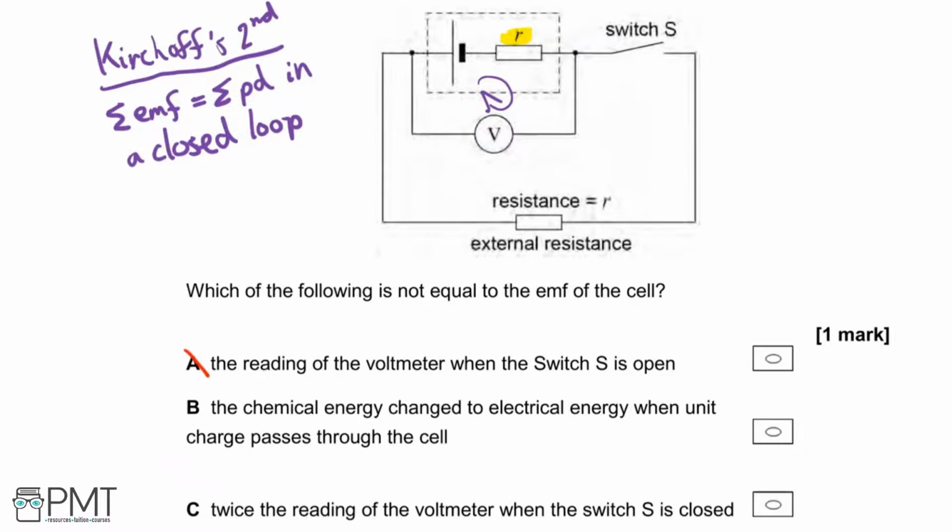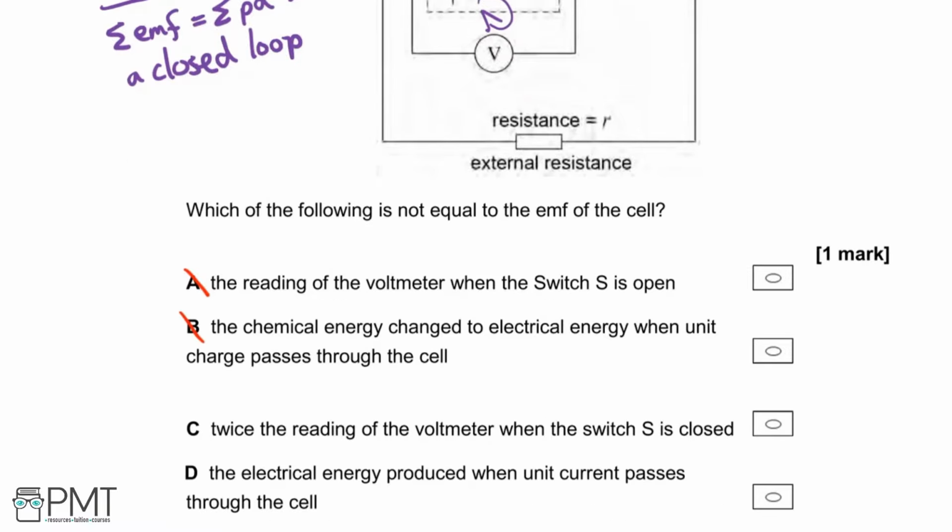not be correct. So for B, the chemical energy changed to electrical energy when unit charge passes through the cell. So actually, it's almost like that answer is trying to confuse you. Basically, EMF is energy transferred from chemical energy per unit charge into electrical energy. So it's really just giving us the definition of EMF, and where the EMF of the cell is the chemical energy transferred to electrical energy per unit charge, B would be incorrect as well, because it's not that.